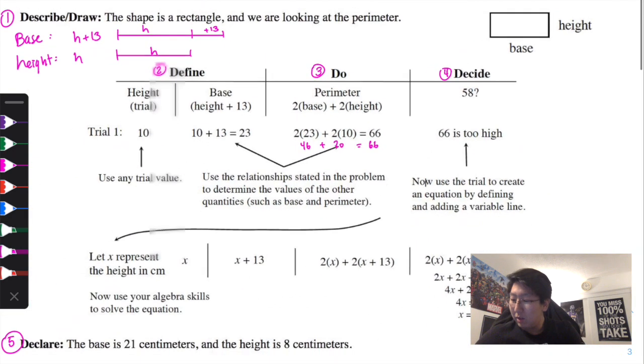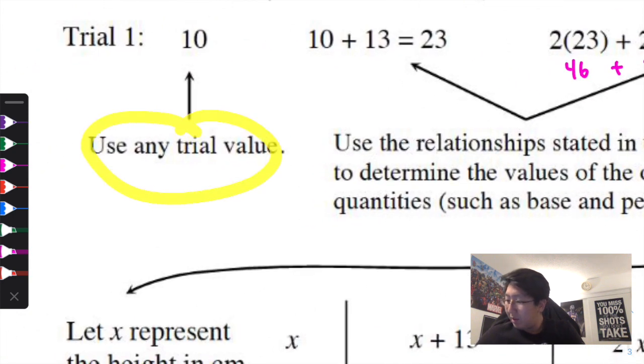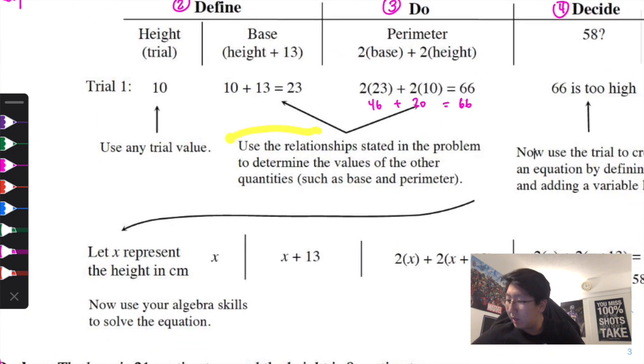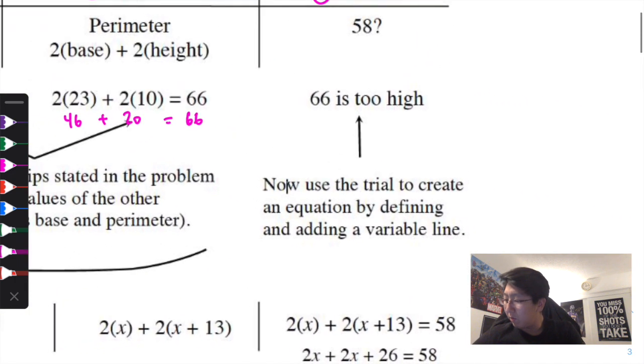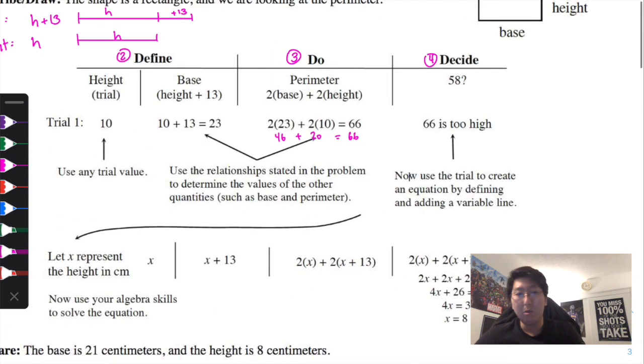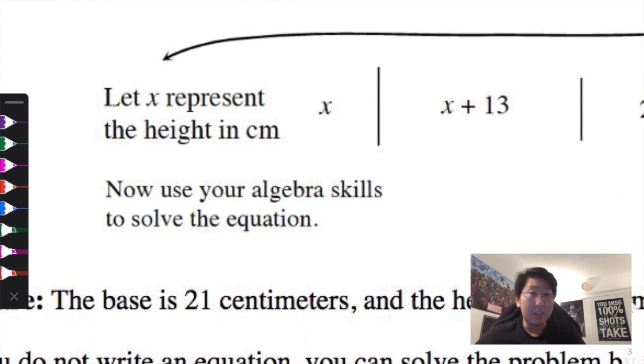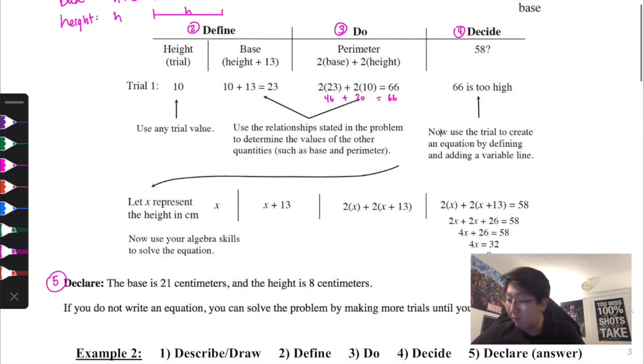The idea is you can use any value, and use the relationships stated in the problem to determine the value of the other quantities, such as the base and the perimeter. Then use the trial to create an equation. Basically, it's saying this is too high. So what can we do instead of guessing and guessing and guessing? Because I could sit here and guess, all right, if 10 is too high, let's try 9, and I could guess all day, but I don't want to. So what can we do?